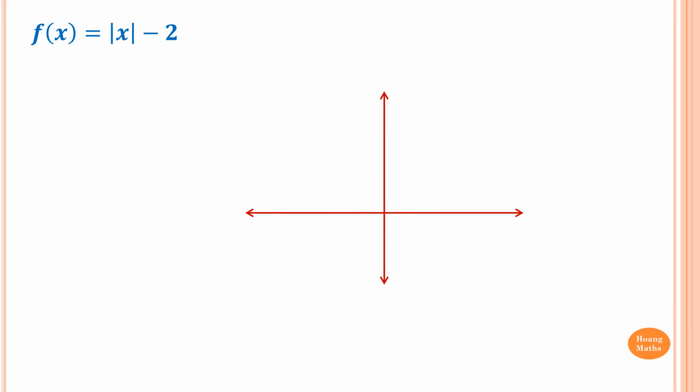Please stop the video and try this one yourself. So we know the original graph is this. That's the original graph. And what happened is minus 2. That means just shift down 2 units. That's all. So I just clear this, and I just do this. And this is just that. That's all. But then we need to label. This is negative 2.